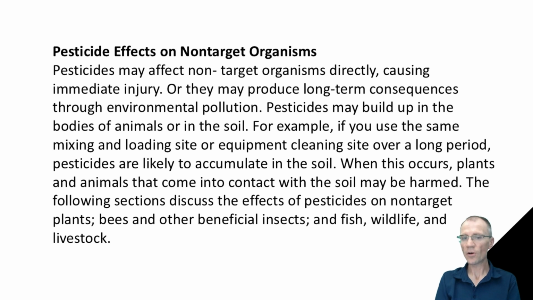Pesticide effects on non-target organisms. Pesticides may affect non-target organisms directly, causing immediate injury, or they may produce long-term consequences through environmental pollution. Pesticides may build up in the bodies of animals or in the soil. For example, if you use the same mixing and loading site or equipment cleaning site over a long period, pesticides are likely to accumulate in the soil. When this occurs, plants and animals that come into contact with the soil may be harmed. The following sections discuss the effect of pesticides on non-target plants, bees, and other beneficial insects, and fish, wildlife, and livestock.